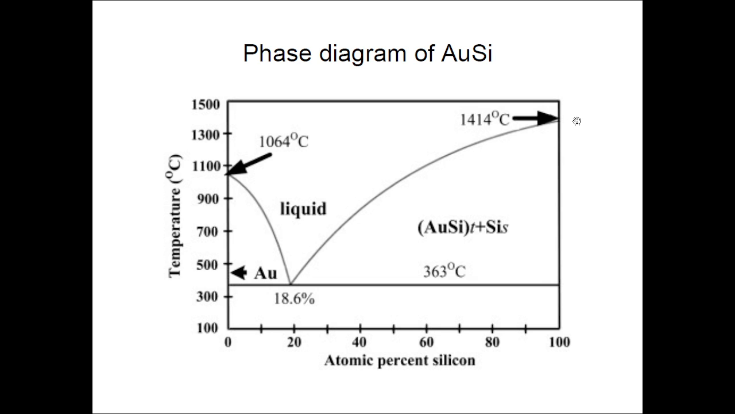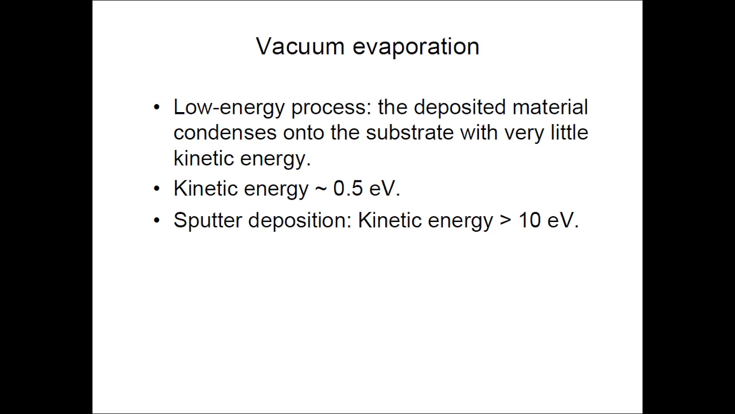So here you can see the melting point of silicon and the melting point of gold. Okay, and as the atomic percentage of silicon increases, at 18.6 you can see a mixed phase of gold and silicon that you can first see over here. Okay, so this is a kind of thermal evaporation technique that we will be using to prepare a gold silicon setup.